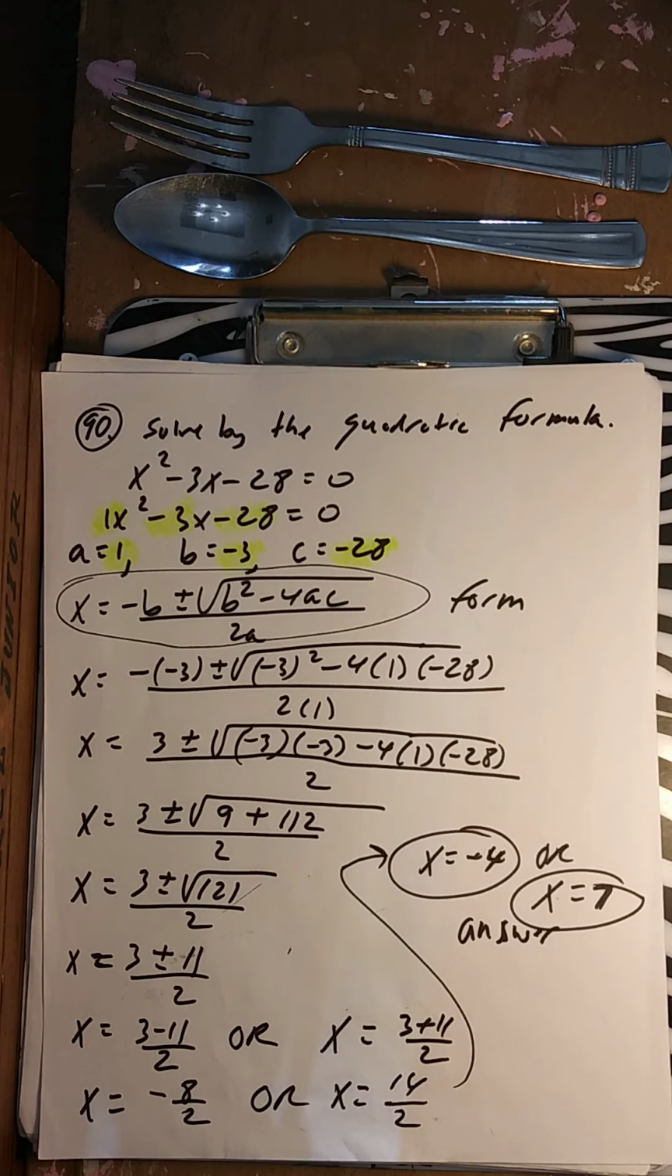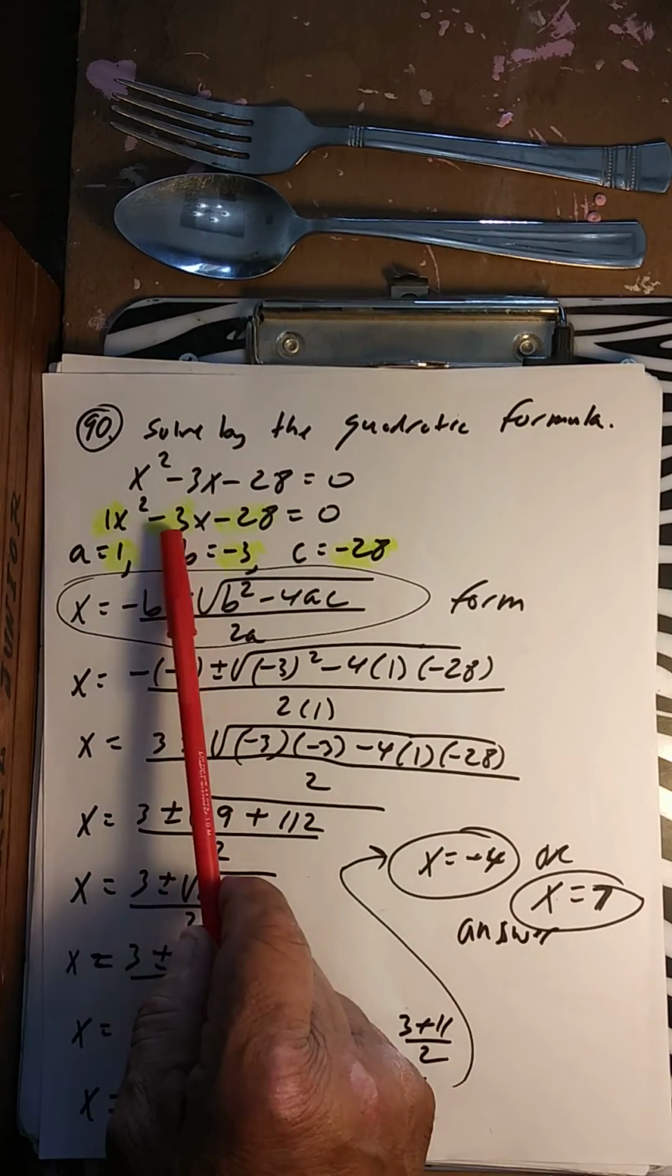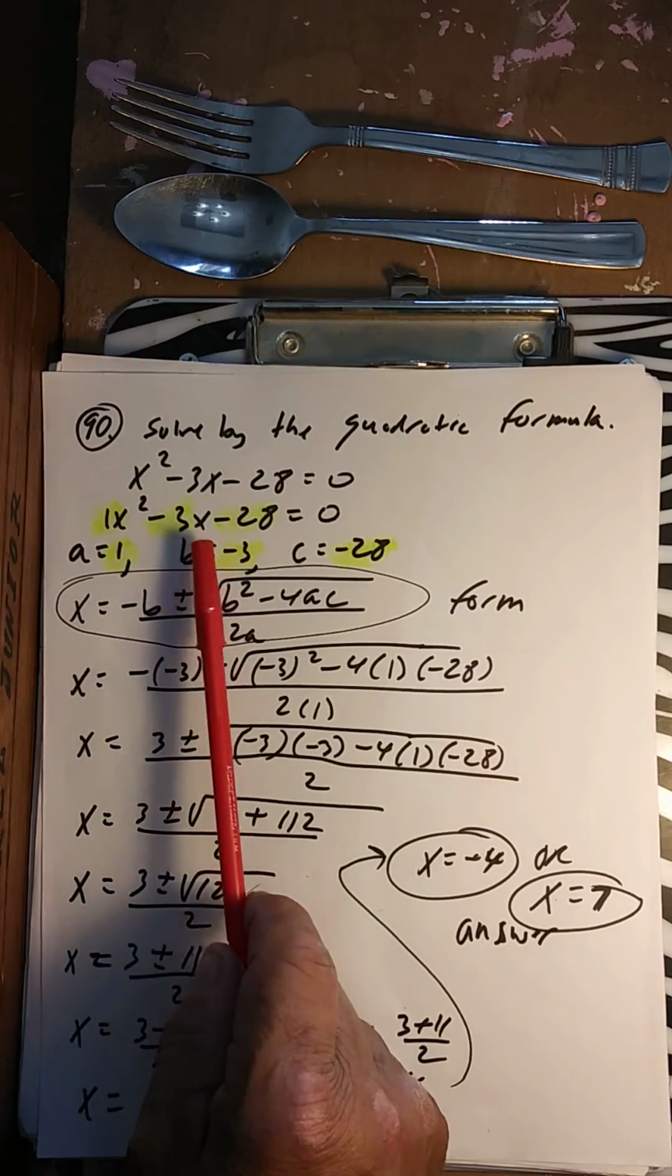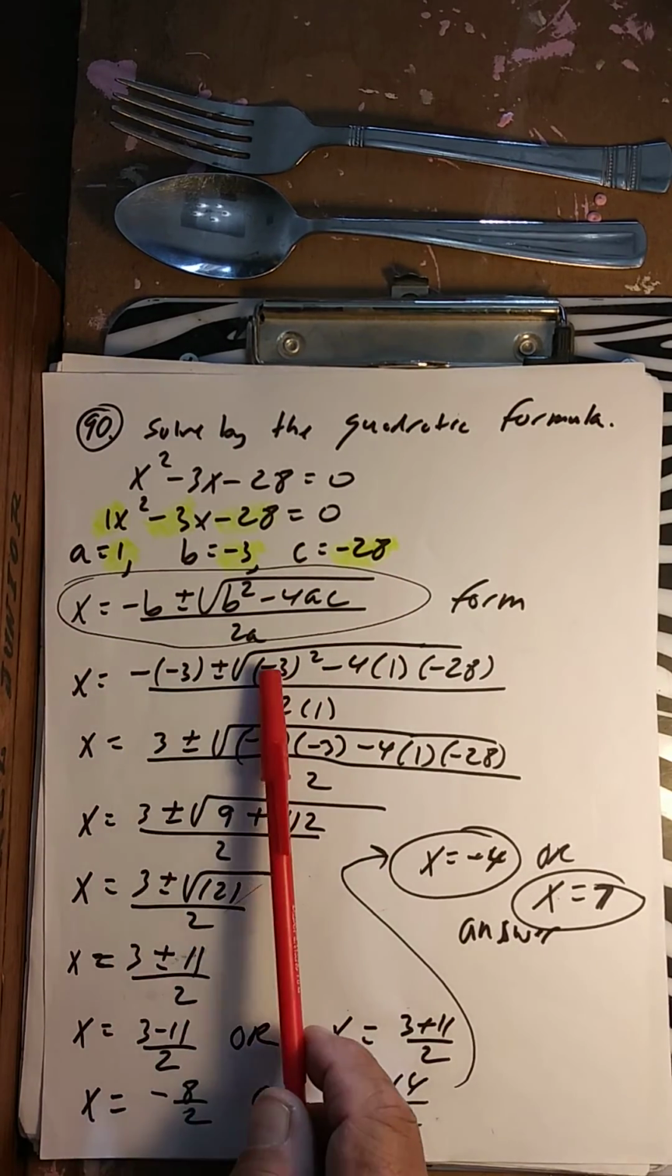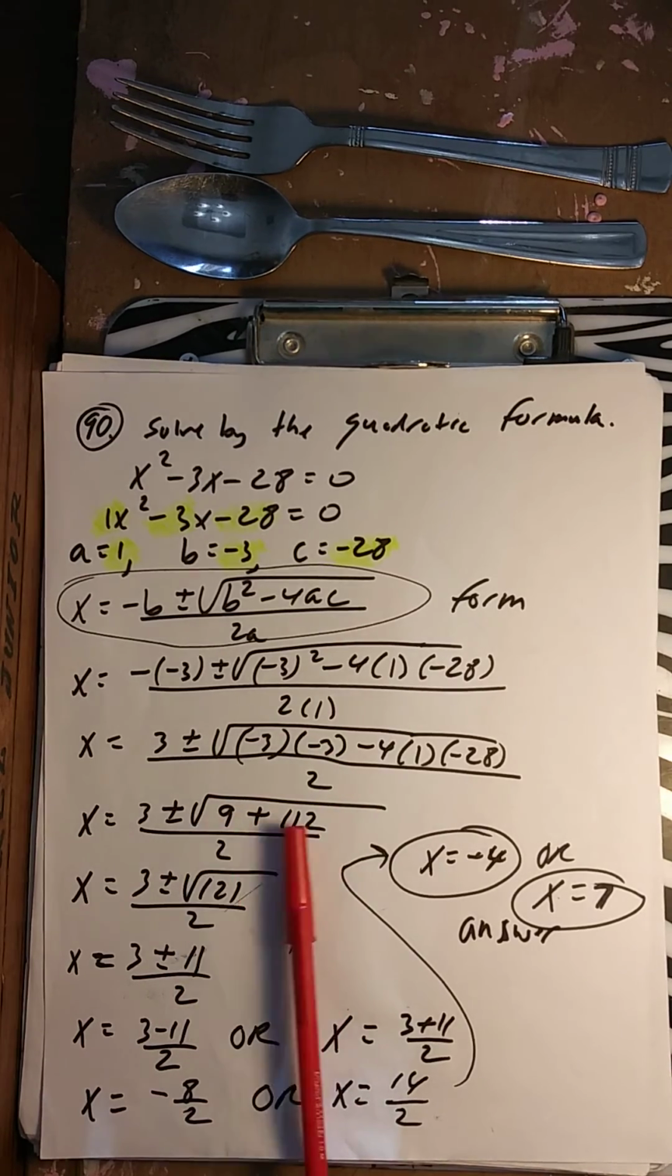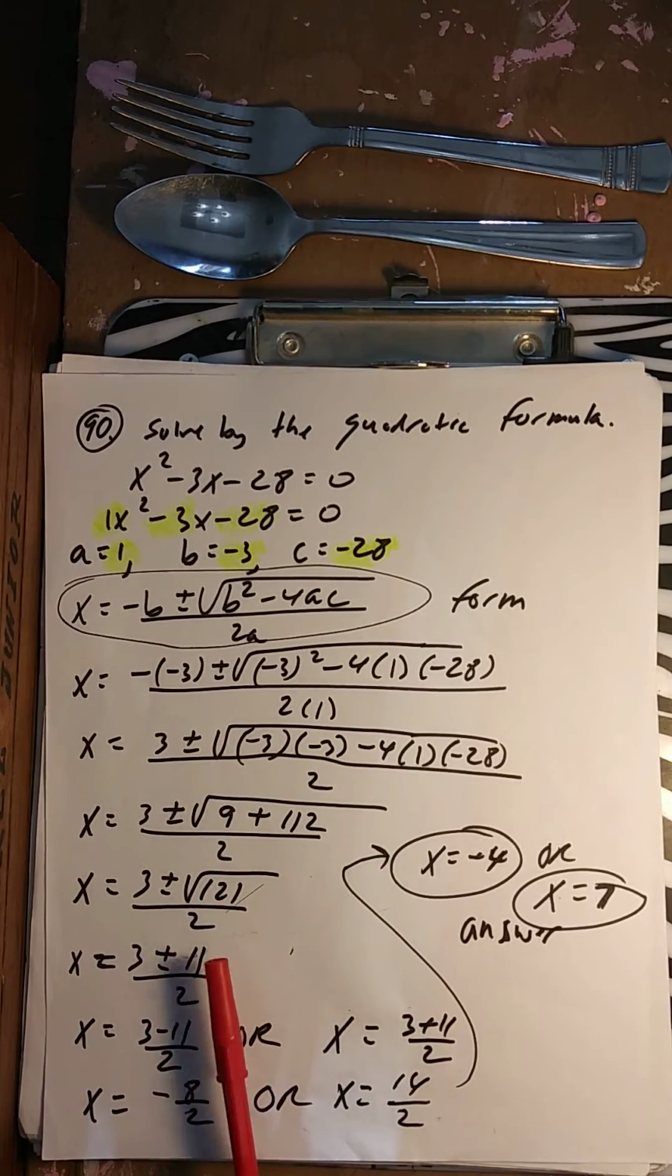Number 90. Solve by the quadratic formula. Okay. So A, B, C. Coefficients right there. See them? Positive, negative, negative. Put them in the formula. So we have negative is positive. Negative 3 times negative 3 is a 9. 9 plus 112 is 121. Square root of 121 is 11.